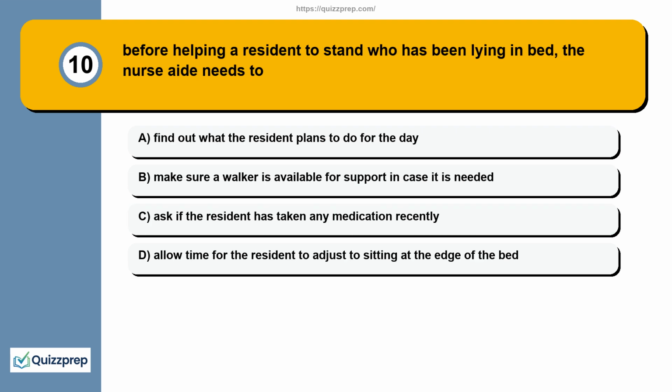Question 10. Before helping a resident to stand who has been lying in bed, the nurse aide needs to: Option A. Find out what the resident plans to do for the day. Option B. Make sure a walker is available for support in case it is needed. Option C. Ask if the resident has taken any medication recently. Option D. Allow time for the resident to adjust to sitting at the edge of the bed. The correct answer is option D.